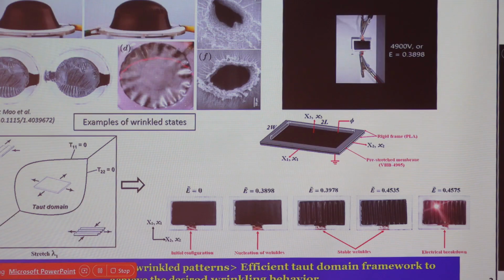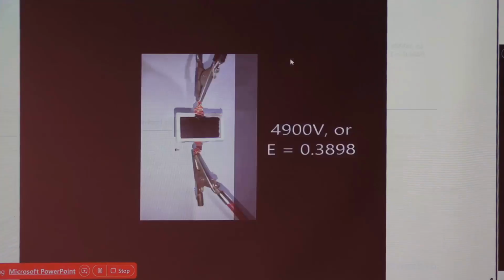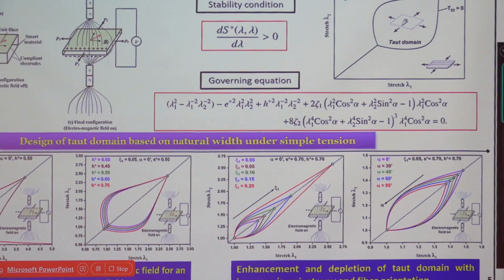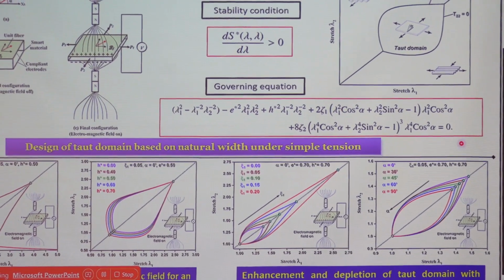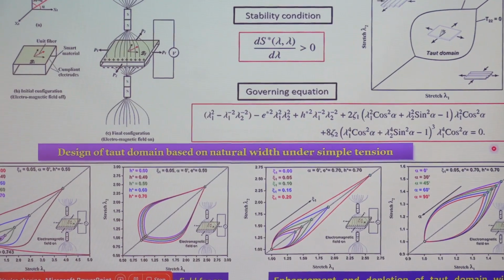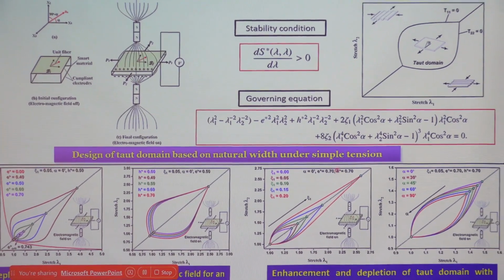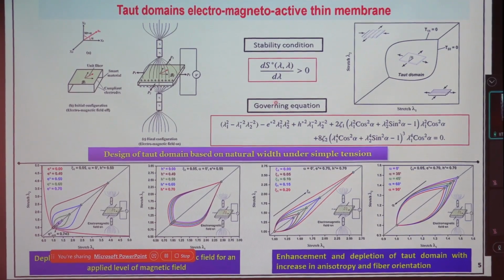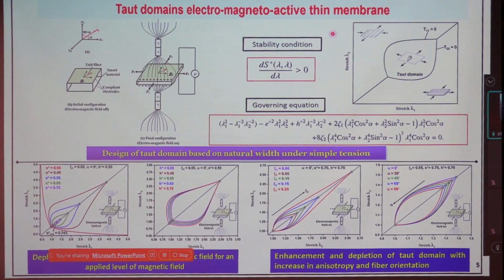Okay. So last topic, I will not make you that much bored. That is also a trending one. This is the paper that I have discussed with you. So this is the glimpse: effect of anisotropy, electric field, magnetic field, and fiber orientation. This is the basic outcome of this paper. We have found out the effect of these parameters on the tau domain of the electro-magneto-active membrane.